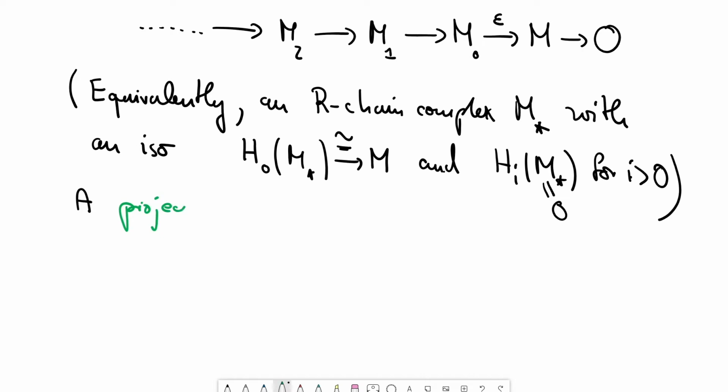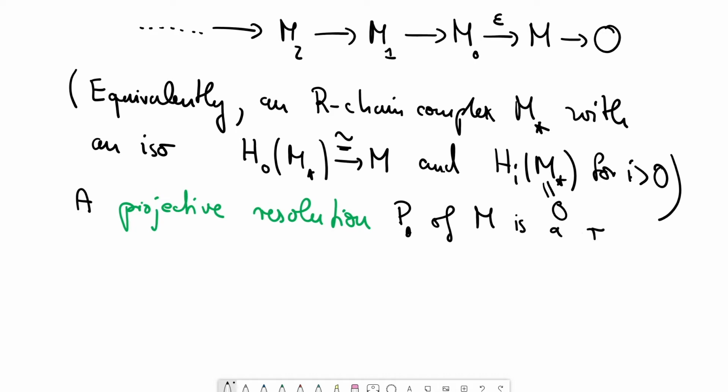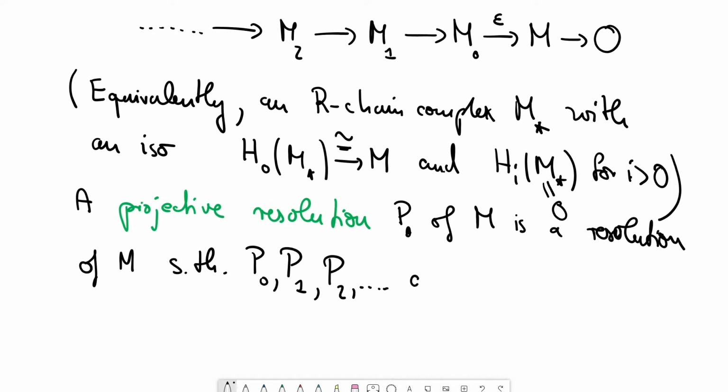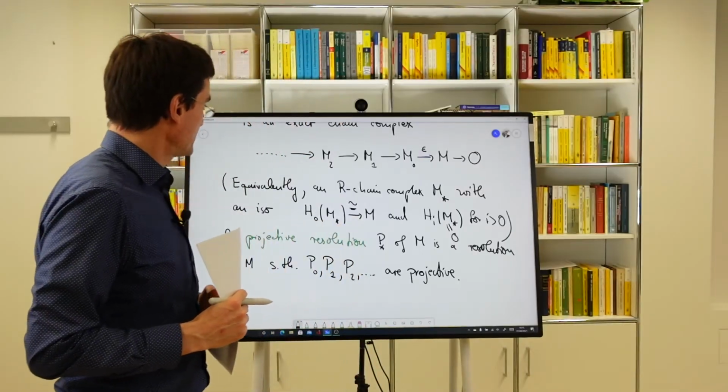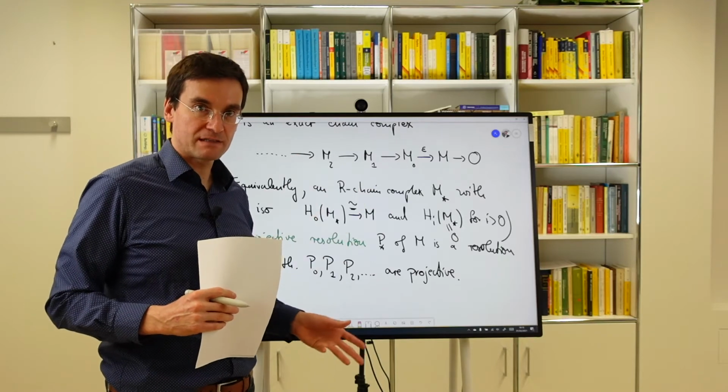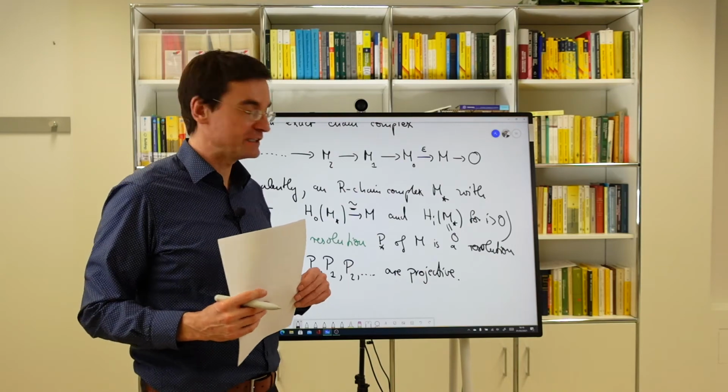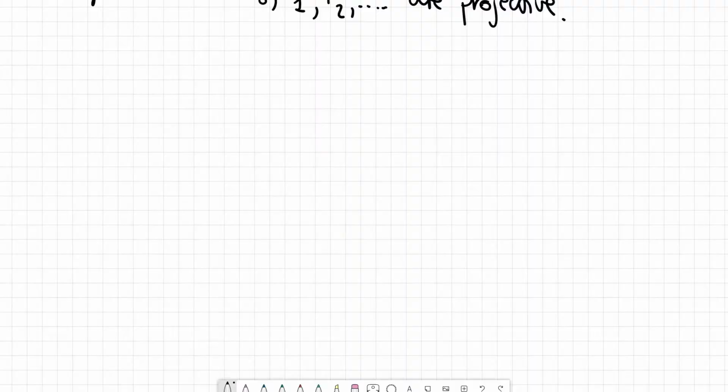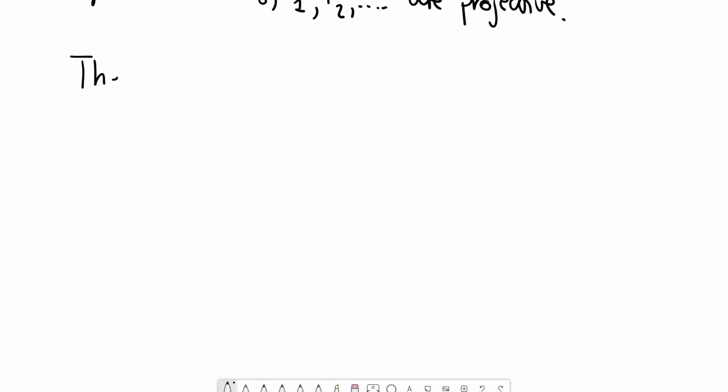A projective resolution of M is a resolution that consists of projective modules. And now the modules I mean are M0, M1, and so on. The resolution of M such that these modules are projective R modules. So not every module is projective. We will see that every module can be resolved. So for every module, we can choose a resolution that is projective. And to a certain extent, this projective resolution is also unique. To which extent is formulated by the fundamental theorem of homological algebra, which I state now.